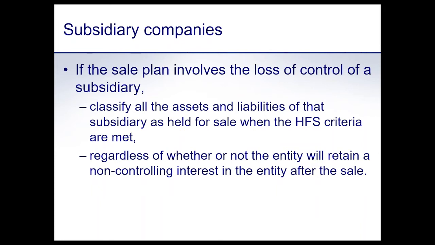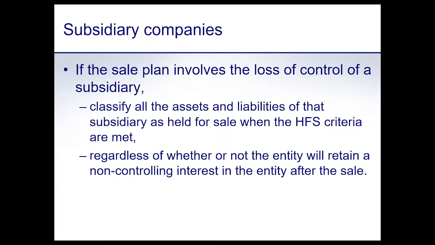Sometimes your plan to sell may involve the loss of control of a subsidiary company. Again, while I might own 75% of this entity at this point in time, I don't intend on disposing of the entire shareholding. I might intend on keeping 15-20% when I'm done. Now, if that is the situation, I'm looking at the disposal group that is the subsidiary company. That's what I'm disposing of. The asset that I will retain when I'm done will have a different classification altogether.